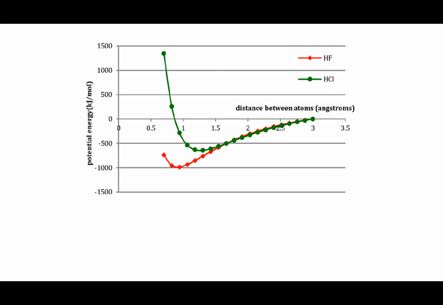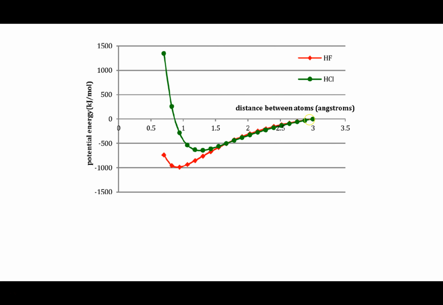I have the exact same graph right here, representing the same idea. Except in green, I have a hydrogen atom and a chlorine atom coming together, and in red, I have a hydrogen atom and a fluorine atom coming together. We'll discuss at a later time why these graphs are a little bit different, what it is about fluorine and chlorine that creates this difference in the graphs.